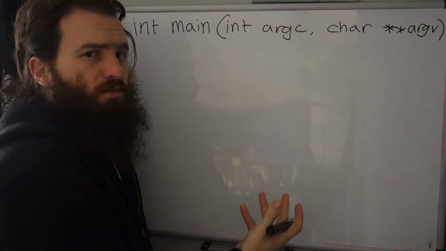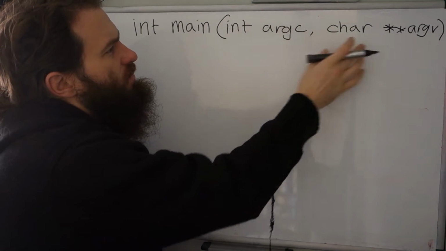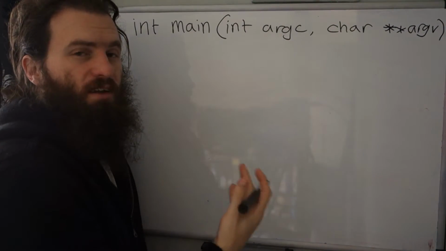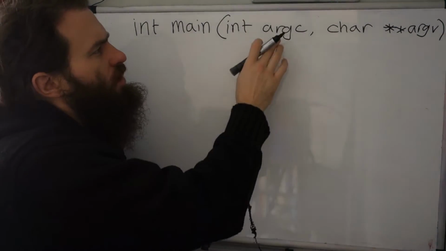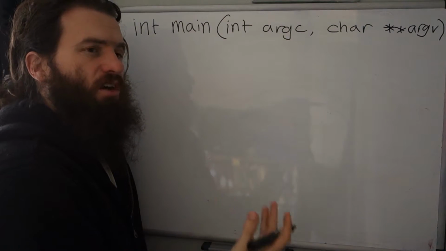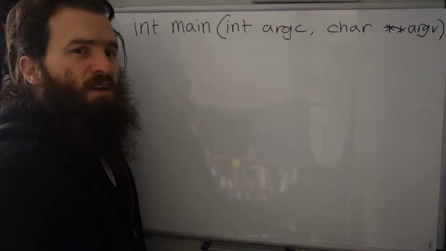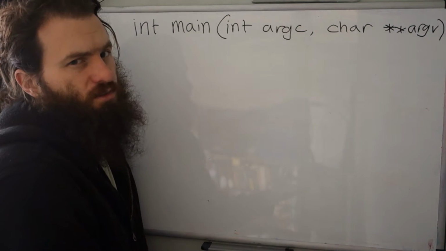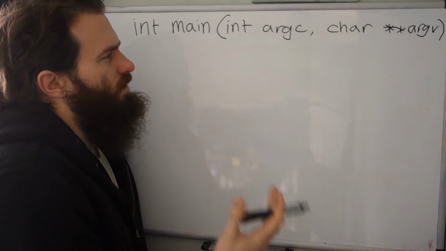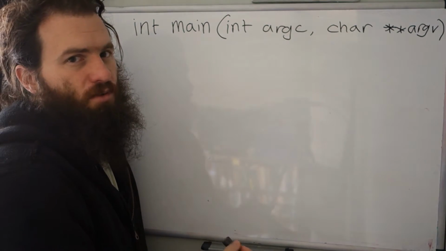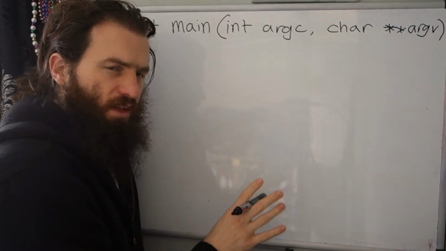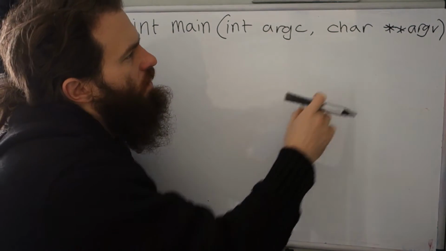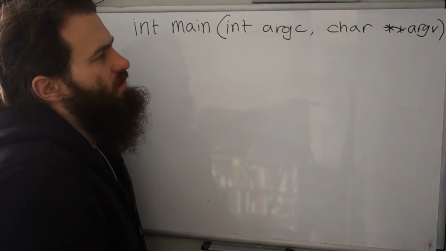Just imagine this is a normal function. These arguments here, argc and argv, are usable within the main function. And what are they? Well, argc is the argument count. That is the number of arguments passed to your program plus one, actually. By convention, the first argument is the name of the program. So that's just the number of arguments passed to the program plus one. Argv is the arguments themselves.